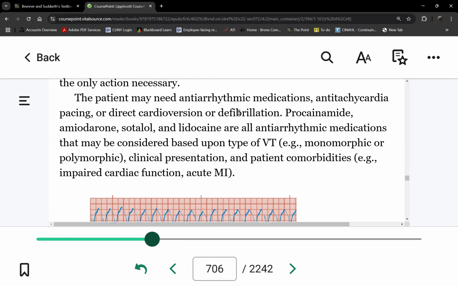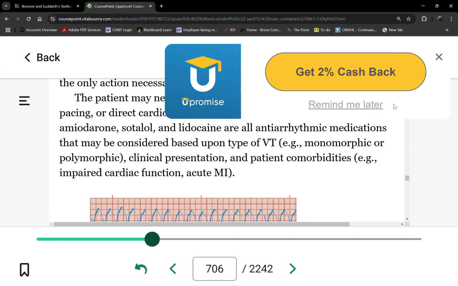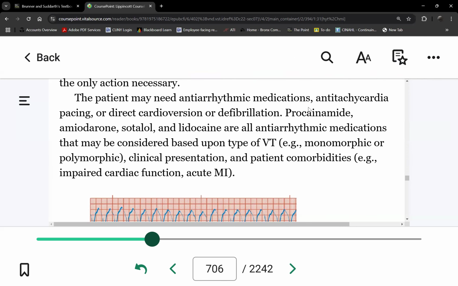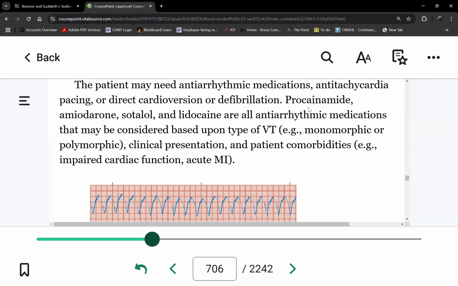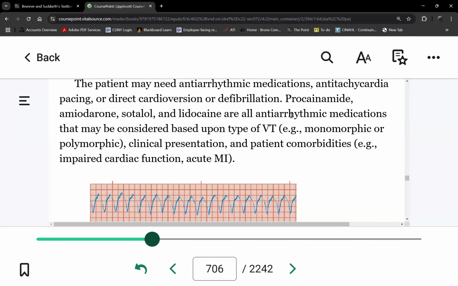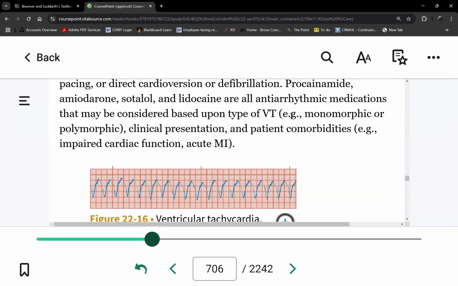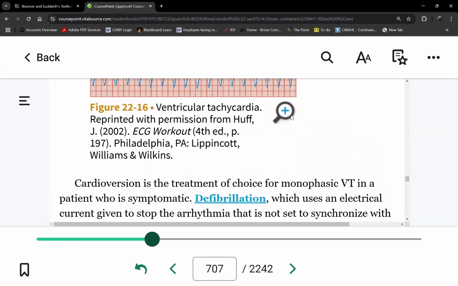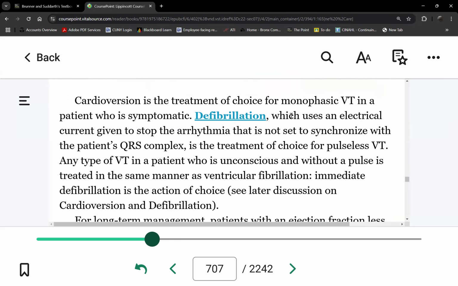And if they are pulseless, what's the only treatment? CPR and defibrillate. What's the treatment for VTAC with a pulse? These are your medications. The doctors may order procainamide, amiodarone, sotalol, lidocaine. These are the choices. Doctors make the decision, not us. Any questions on VTAC? All right. Yes.